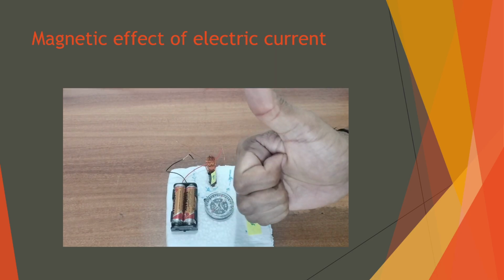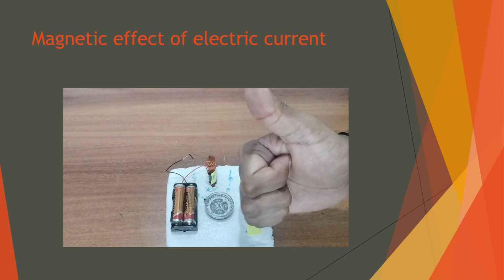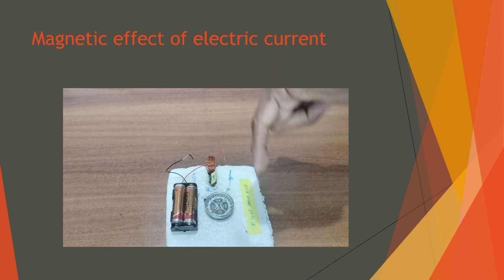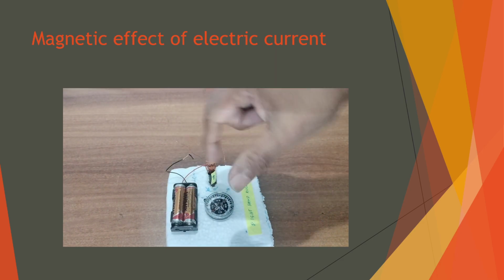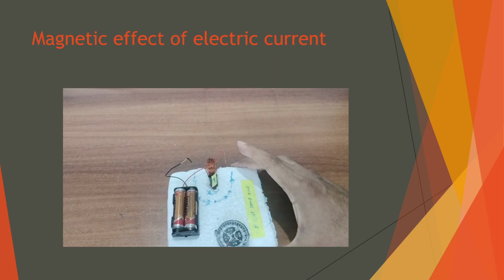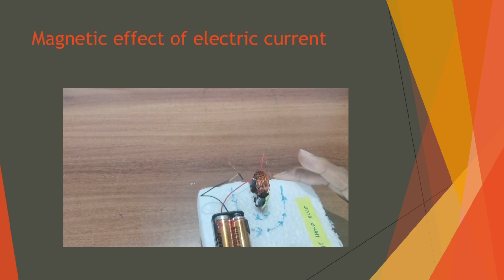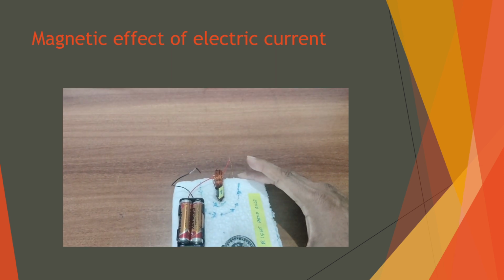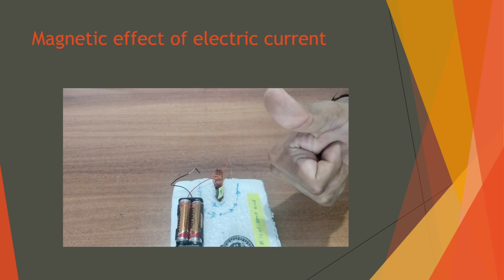Now the fingers will indicate the direction of the magnetic field. So the magnetic field will be curled like this, as shown by the arrows. Now just see, the magnetic field is shown by blue lines. It is given by the curved fingers.